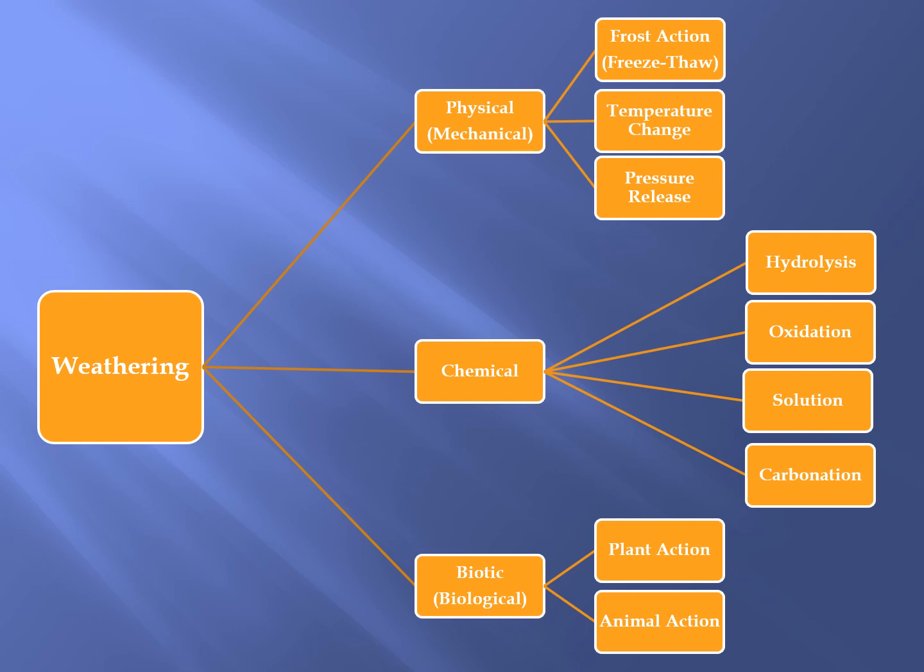And the last type of weathering is biotic or biological weathering. And there are two things that are involved here. We have plant action and animal action. Yes, both animals and plants also aid or even participate in the direct breaking down of rocks. And we're going to look at all of these little by little.